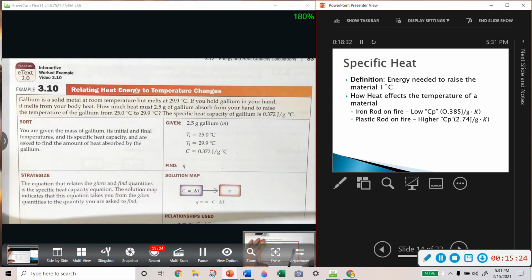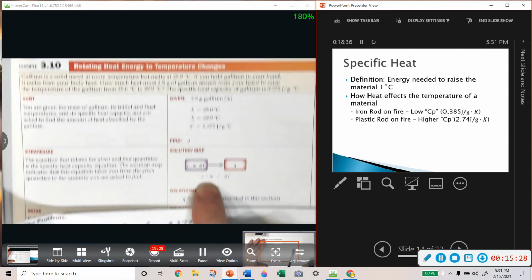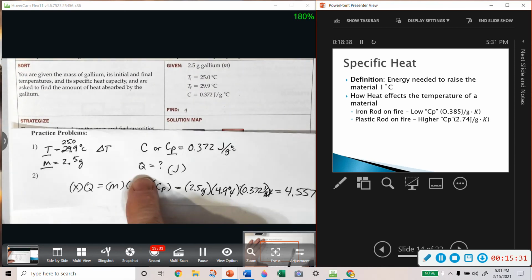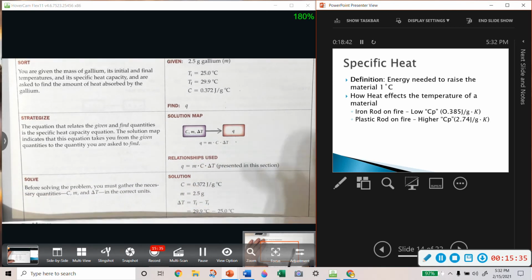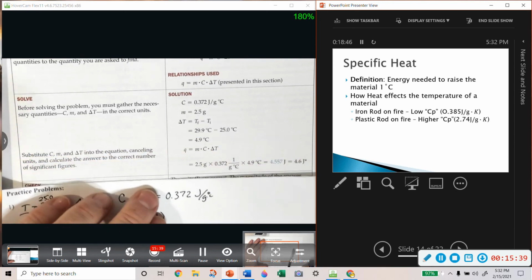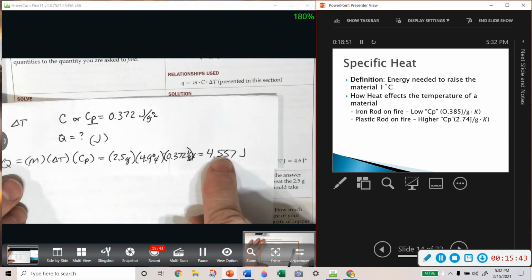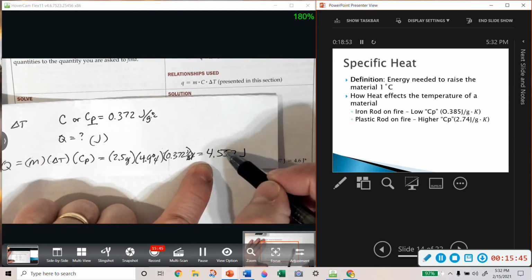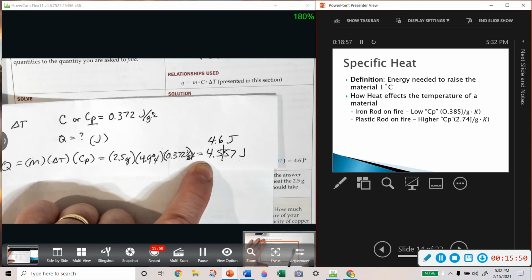Here they did the same thing. They wrote down their given information. They found the equation right there, and I use a capital Q. They use a little q, and then there's their C, and their final answer is down here, 4.6 joules. I wrote 4.557. If we round to 4.6, that would also be 4.6 joules, which is perfect.